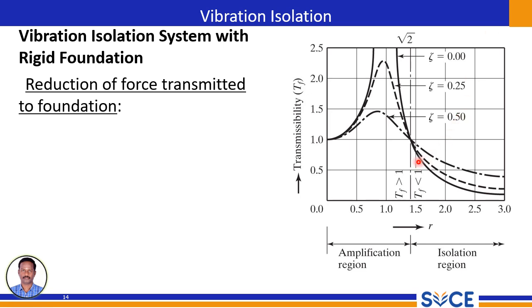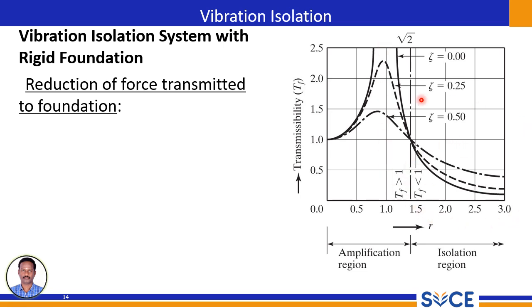Now, let's look at the curves for zeta equals 0.25 and 0.5. As you can see, the peaks are lower and broader. This shows that damping reduces the transmissibility at resonance and broadens the range of frequencies where isolation is effective. Higher damping leads to lower transmissibility at resonance and a wider isolation region.